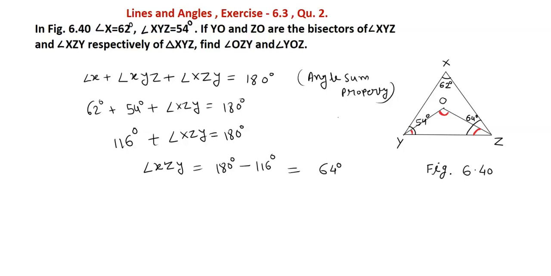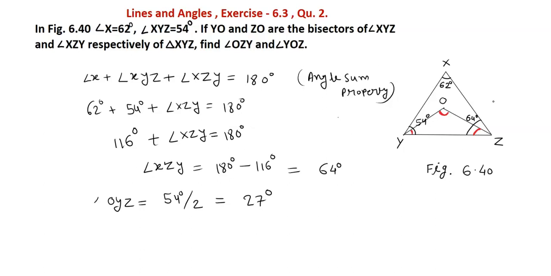Now this YO and OZ are bisectors of angle Y and angle Z. So we can say this 54 will be divided here. Means OYZ is 54 upon 2 and OZY is 64 upon 2. So we will find out here OYZ. OYZ is equal to 54 degrees divided by 2, which is equal to 27 degrees.